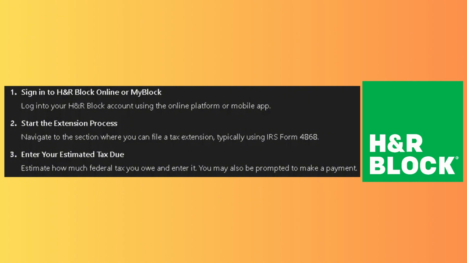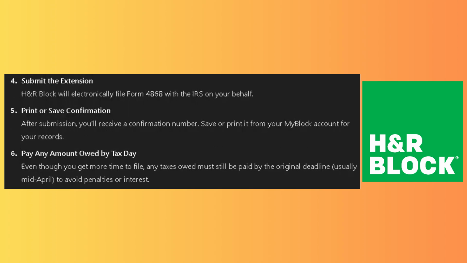Enter your estimated tax due. Estimate how much federal tax you owe and enter it. You may also be prompted to make a payment. Submit the extension. H&R Block will electronically file the Form 4868 with the IRS on your behalf.